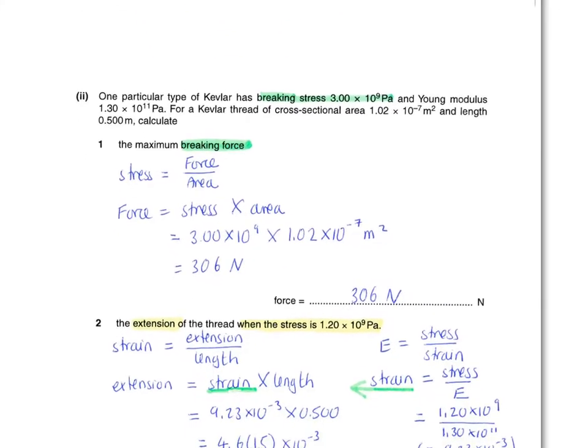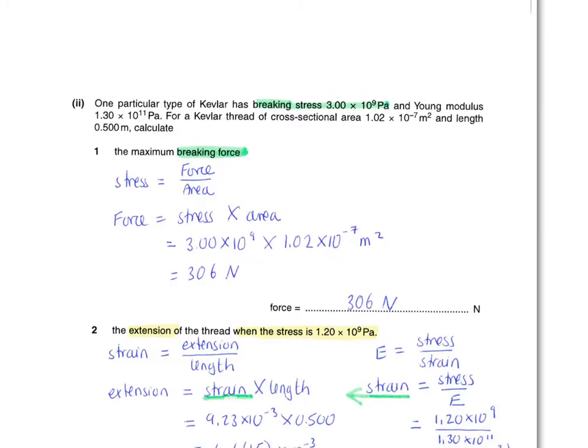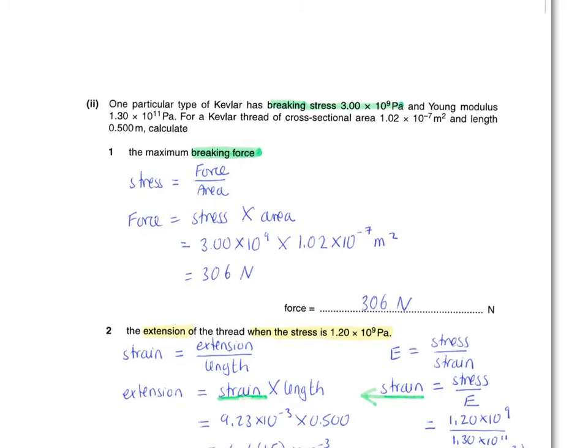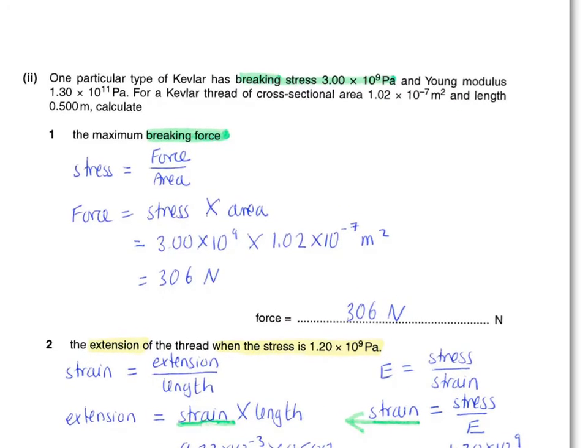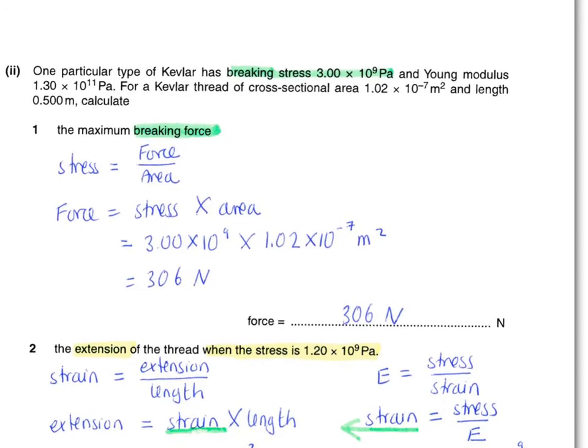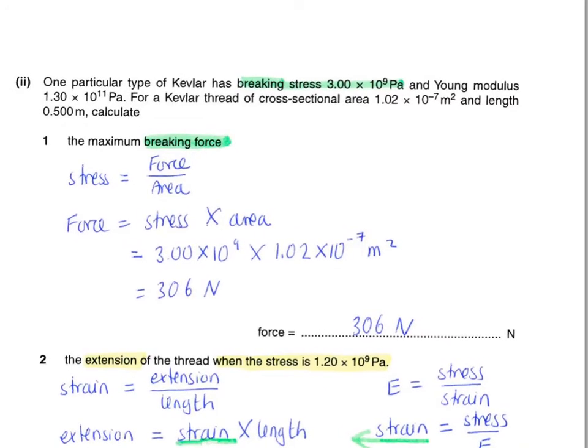Moving on, we get into some sums. We've got a particular type of Kevlar which has got that breaking stress and the Young modulus that we're given as well. For the Kevlar thread, the cross-sectional area, and the length of half a metre. Calculate the maximum breaking force. So I've been told a stress, so I'm straight away looking for stresses. And I'm after a force, so that's good. I'm after a breaking force, I'm going to link that to the breaking stress.